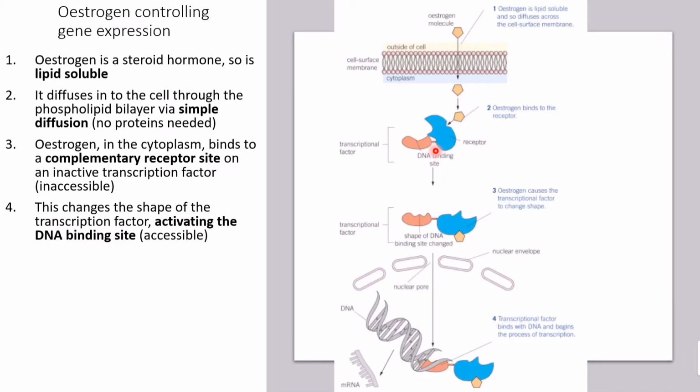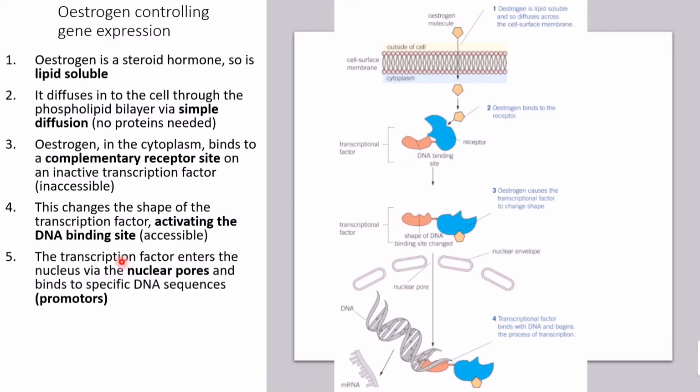And once our estrogen has bound to this receptor site on our transcription factor, this changes the shape of our transcription factor. And this is how it activates the DNA binding site. So you can see here, before our estrogen has bound to this transcription factor, this DNA binding site is curled in, so it cannot bind to the DNA. But once our estrogen has bound to our receptor site, this DNA binding site has opened up. It's become accessible to the DNA, so it is able to bind to our promoter region now.